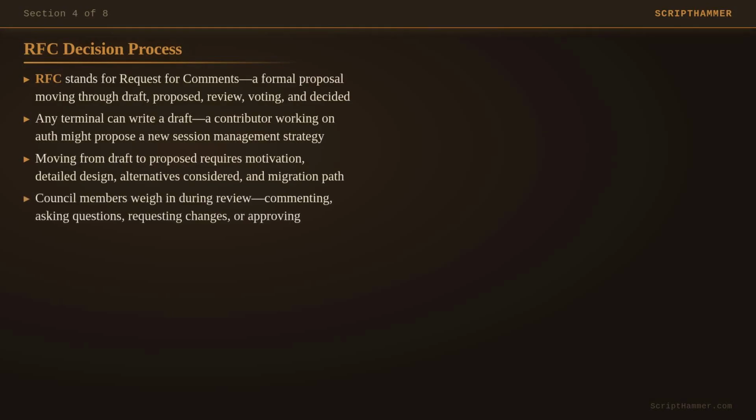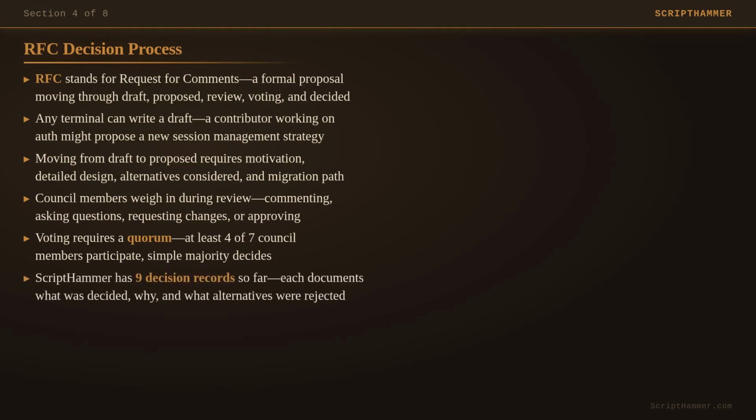Council members weigh in during review. Commenting, asking questions, requesting changes, or approving. Voting requires a quorum. At least 4 of 7 council members participate, and a simple majority decides. ScriptHammer has 9 decision records so far. Each documents what was decided, why, and what alternatives were rejected.